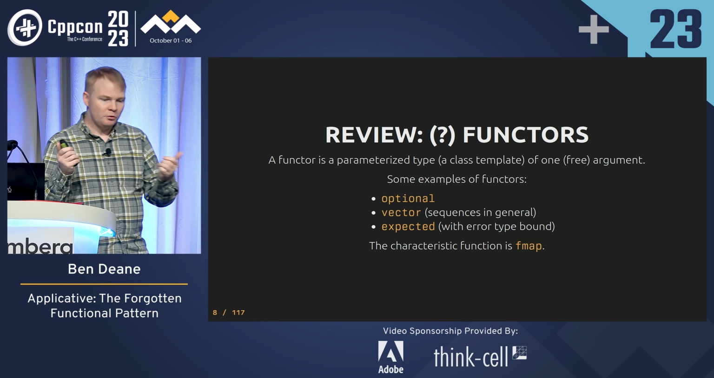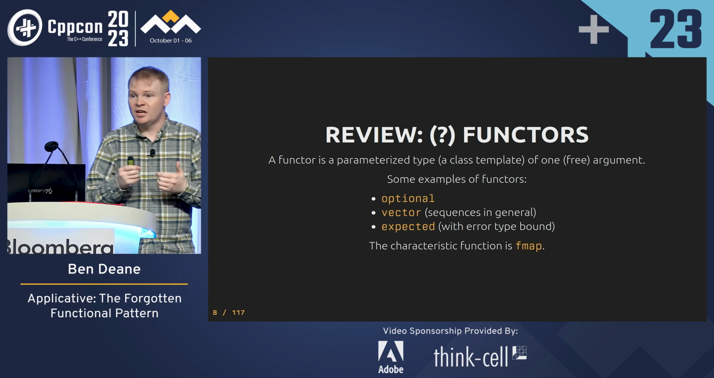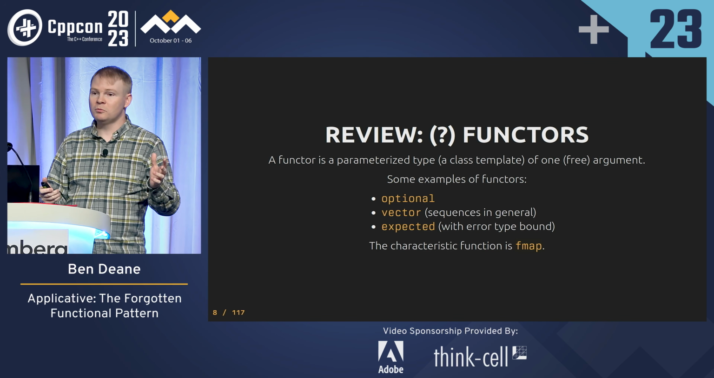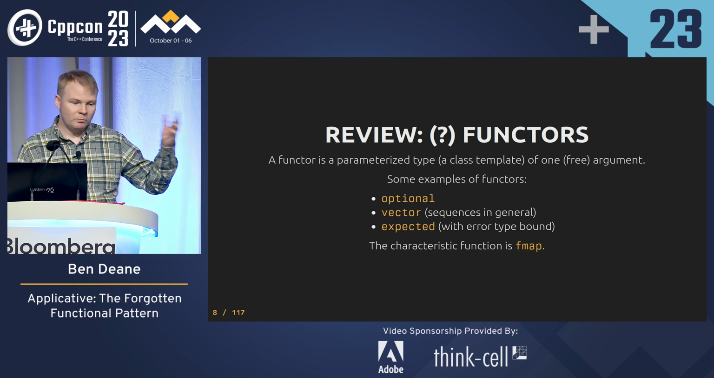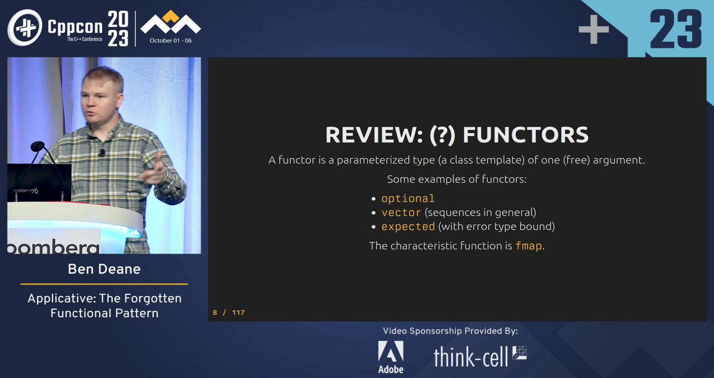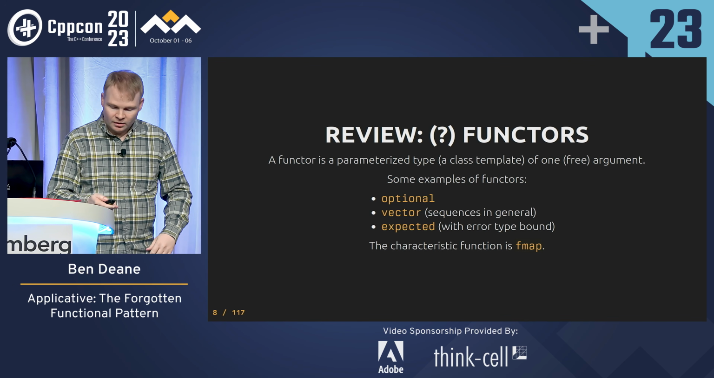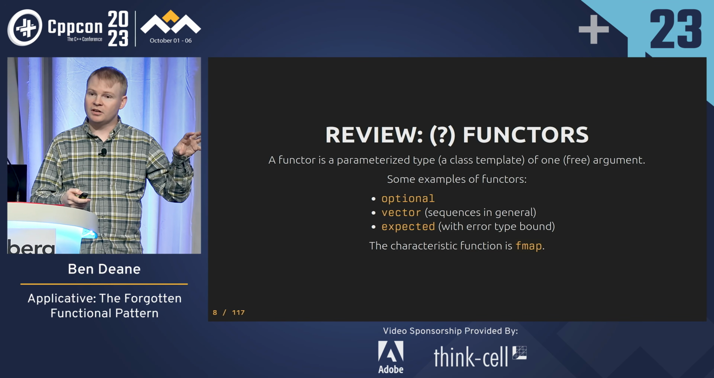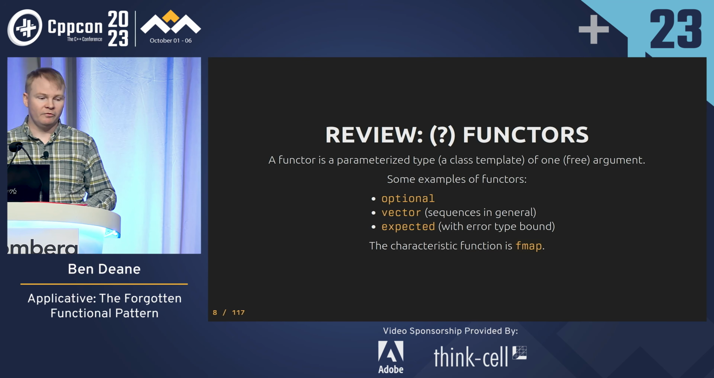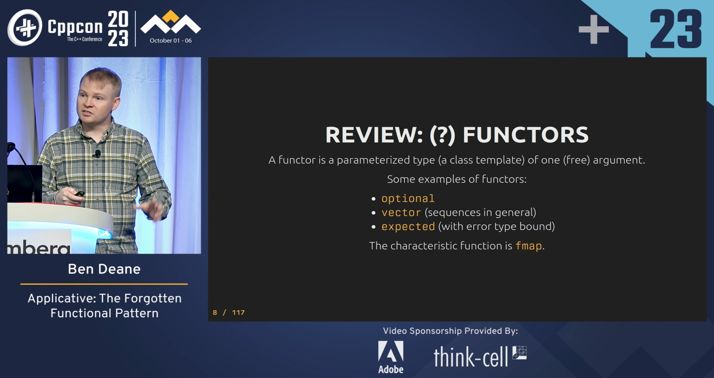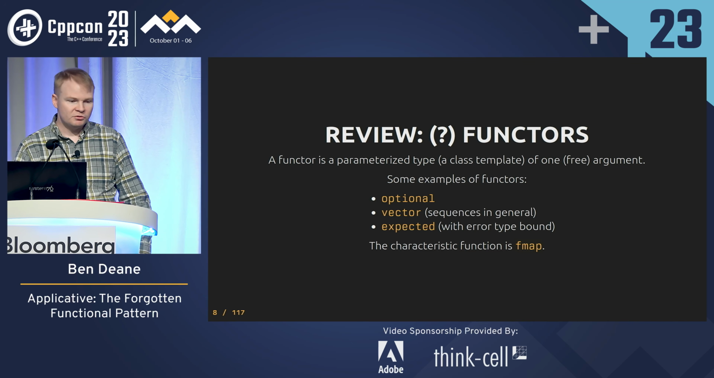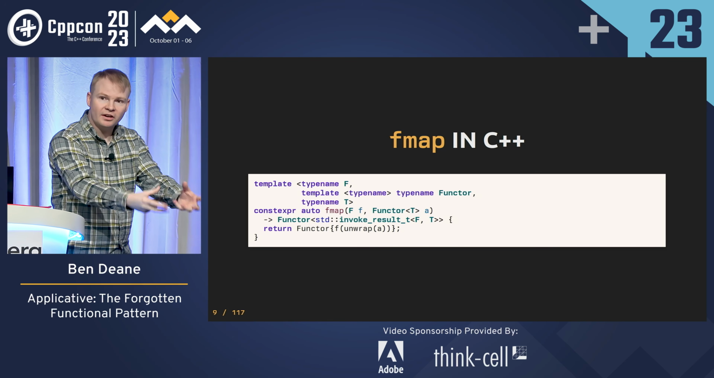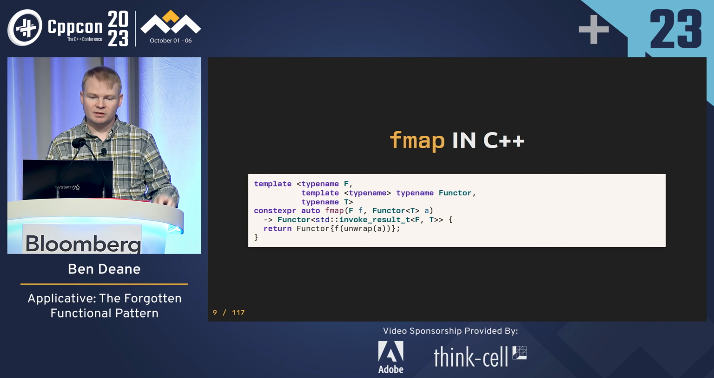So here is a review. A functor is, in C++, a parameterized type, a class template, with one argument free. The canonical example is std::optional, and I'll be using std::optional interchangeably in some examples, so when I say that, you can think any functor. Sequences in general are also functors, and expected is a functor, typically where we bind the error type and leave the expected value type free. So it's a class template of one argument, we might say. The characteristic function on functors is fmap, which enables us to take a function and apply it to the thing inside the functor. In C++, it looks something like this.